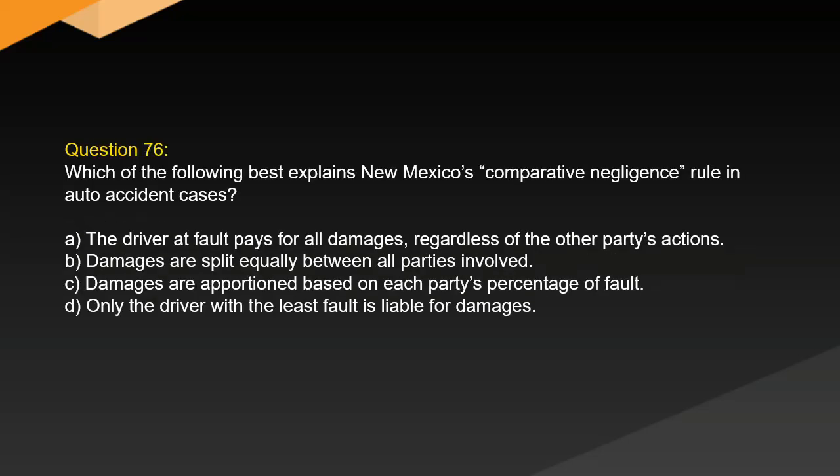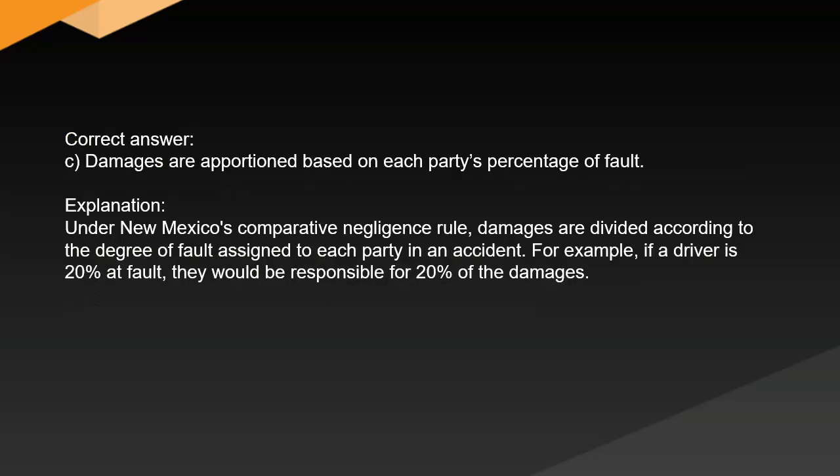Question 76. Which of the following best explains New Mexico's comparative negligence rule in auto accident cases? A. The driver at fault pays for all damages, regardless of the other party's actions. B. Damages are split equally between all parties involved. C. Damages are apportioned based on each party's percentage of fault. D. Only the driver with the least fault is liable for damages. Correct answer: C. Damages are apportioned based on each party's percentage of fault.